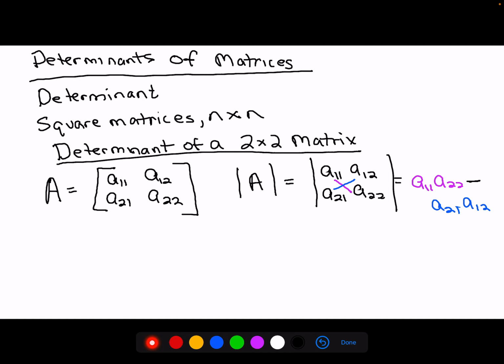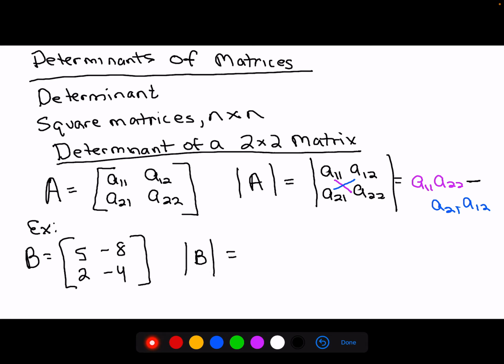So let's say that, for example, you have matrix B that has numbers 5, 2, and then -8, -4. And you're asked to find the determinant of B. So you know you're finding the determinant because of the little absolute value symbols. And so we're going to take our array of numbers named B, that matrix, and we're going to find a single number called that determinant.